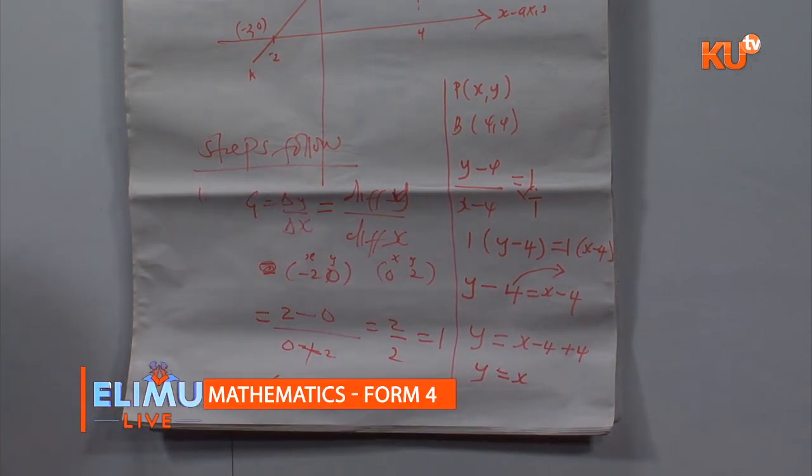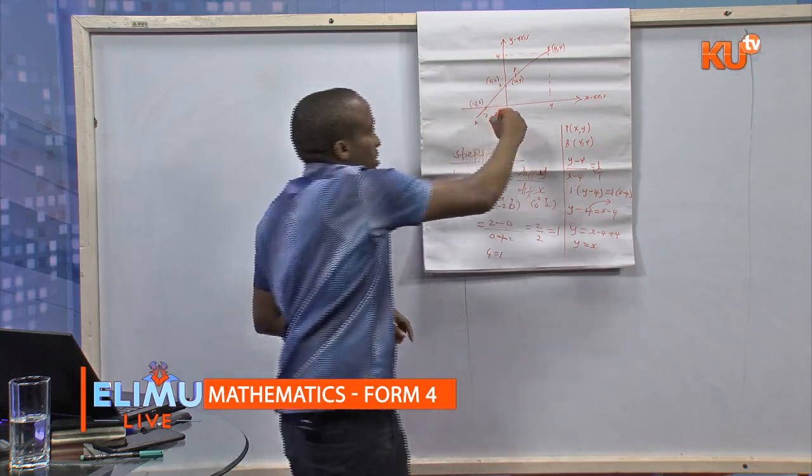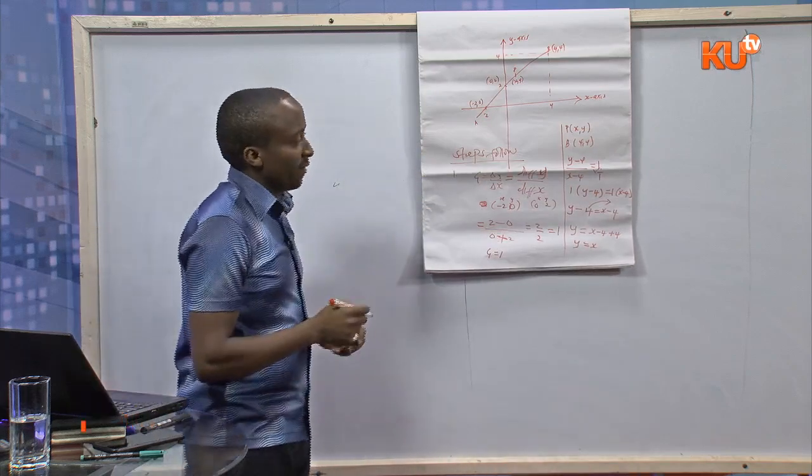And you know how that line passes. I've just assumed this one. Because we know y is equal to x, it is that line there. So that's how to find the equation of a straight line.